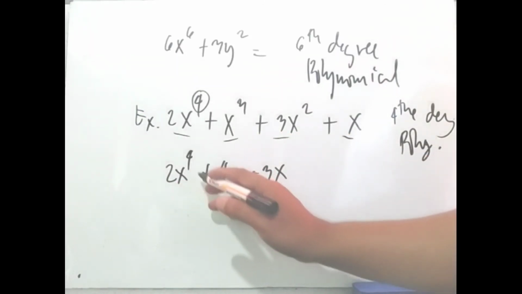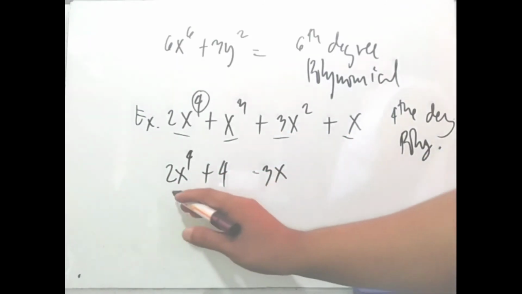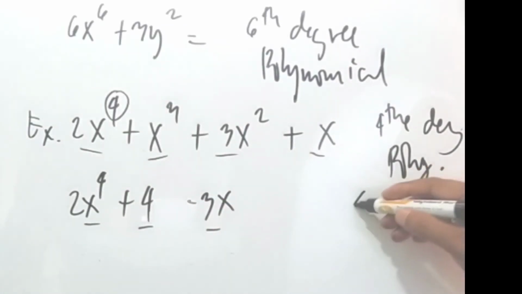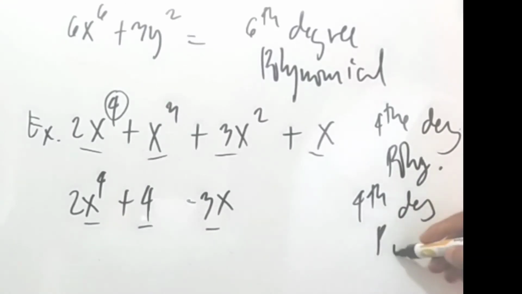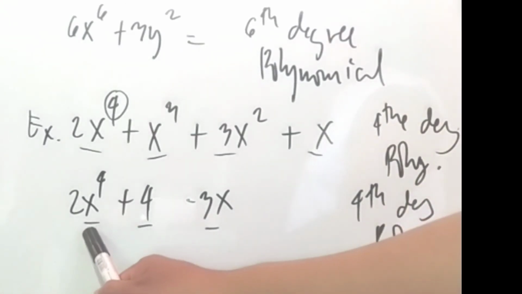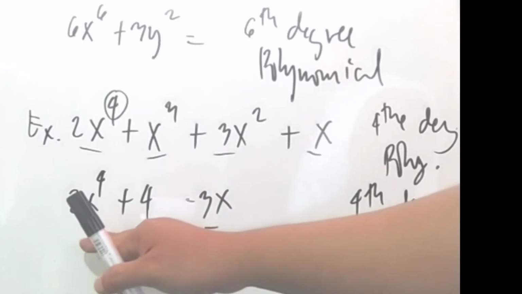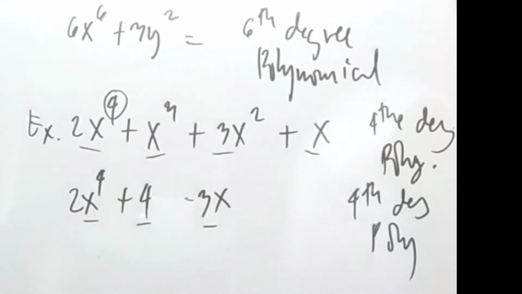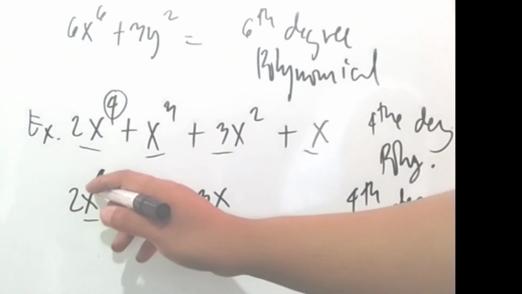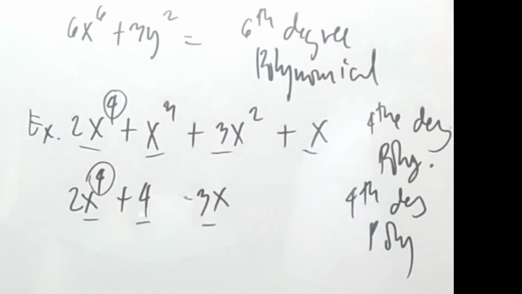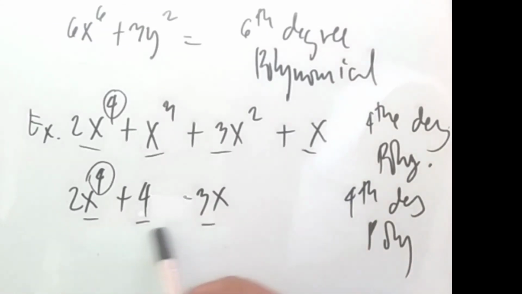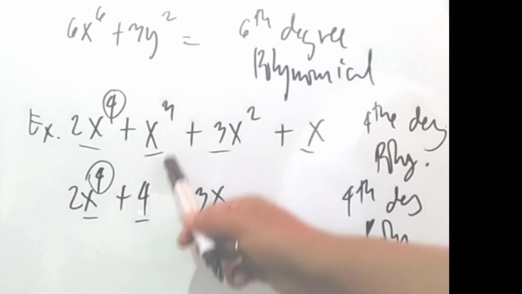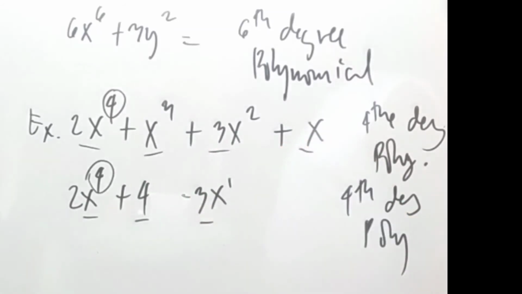Another example, 2x to the 4 plus 4 minus 3x. As you can see, mayroon lang siyang 3 terms, and the highest degree is 4. So this is a 4th degree polynomial. The problem is, yung order ng polynomial is not in proper arrangement. So, kailangan mong i-arrange yan from highest to lowest. So, ano ba ang sunod na term ng 4 in this arrangement? Supposed to be, meron pa tayong 3, degree 2, before yung 1. So, pwede pa rin yan.